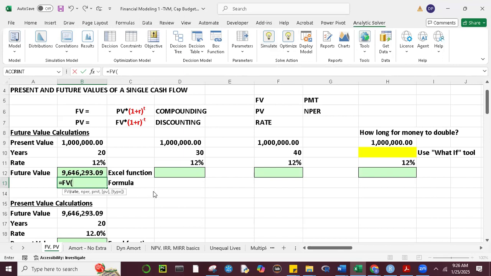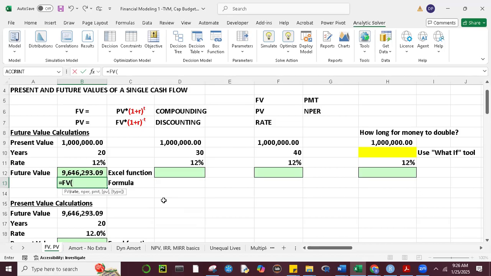The answer is the ones in brackets mean that they're optional. Optional means you may or may not put a value there. It depends on what you're solving. So the PV and the type there are optional, which means it's possible that you're not going to put any values there, for as long as you put values for the three: the rate, the NPER, and the PMT. The brackets mean that value is optional.